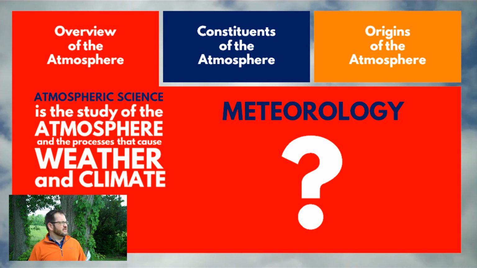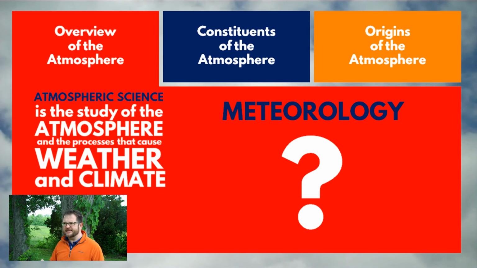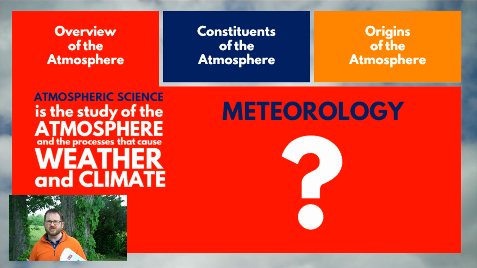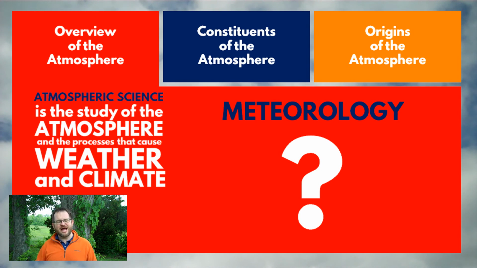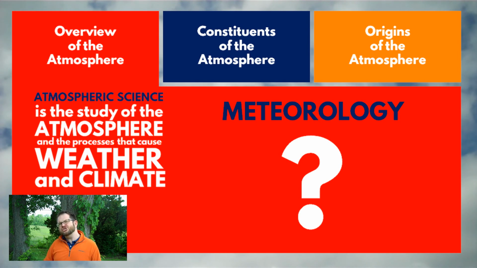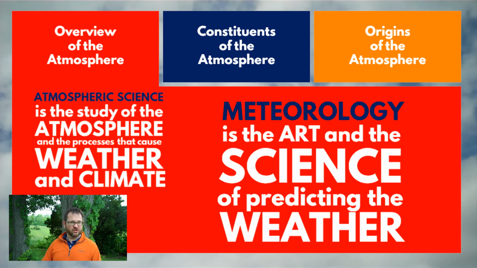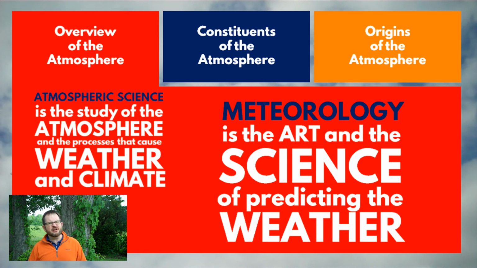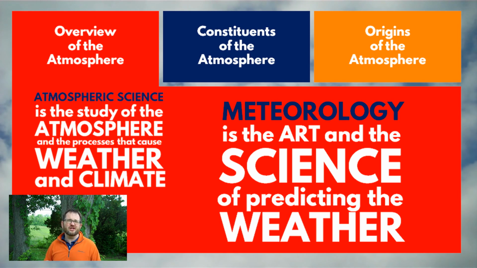So if that's going to be our definition of atmospheric sciences, that does lead us to wonder what we're going to do about this word meteorology. I mean, our textbook is clearly not going to give us a good answer about that, because our textbook thought that meteorology was the study of the atmosphere and the processes that control weather and climate. Having looked at other textbooks, I'd say a better definition of meteorology is that meteorology is the art and the science of predicting weather.